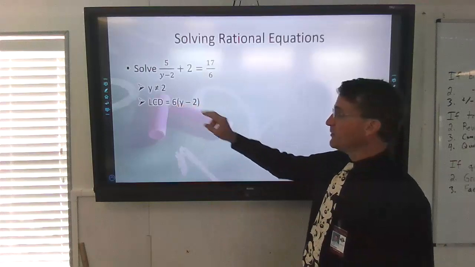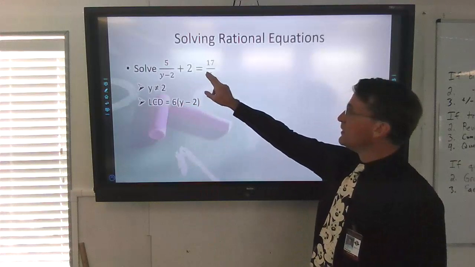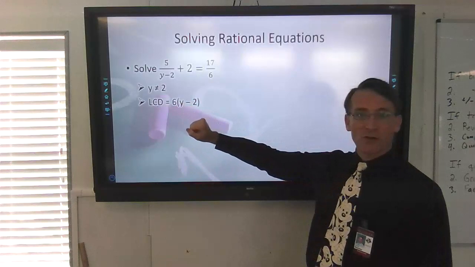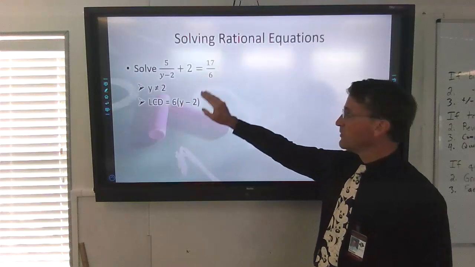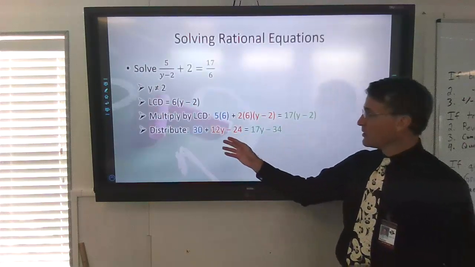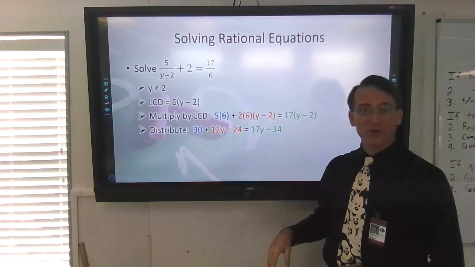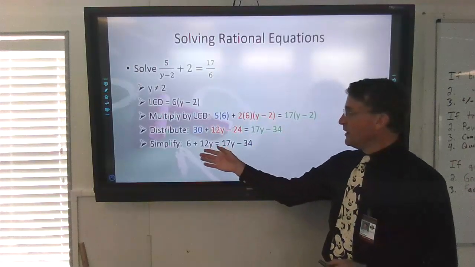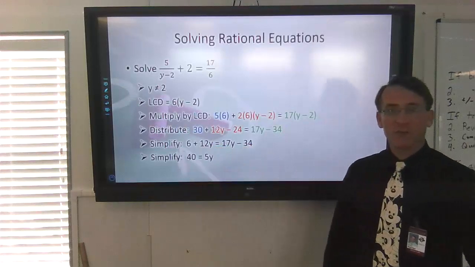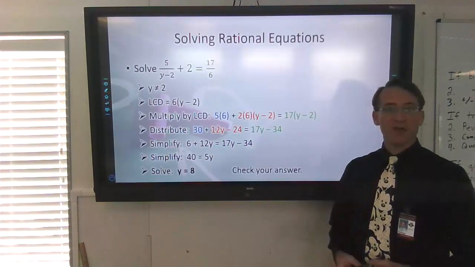So I'm going to multiply everything by the 6 times y minus 2, so that becomes 12 times y minus 2. And then I multiply the 17 sixths by the 6 times y minus 2. The 6s will cancel out, leaving me with 17 times y minus 2. We distribute. Then we're going to combine all of our like terms on each side of the equation. And then I'm going to subtract 12y. I'm going to add 34 to both sides, giving me 40 is equal to 5y. Dividing both sides by 5, I get a value of 8.